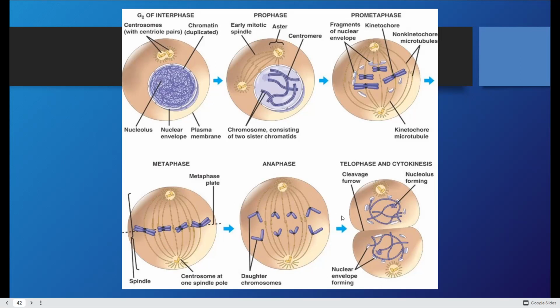And after which, it will go to telophase. Okay, this is now the telophase. This is the cleavage that I was telling you about a while ago, or furrow, to separate two daughter cells.